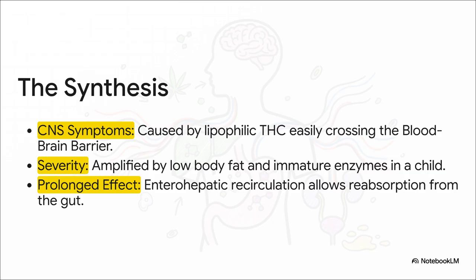Why were his symptoms so severe and long-lasting? It was that perfect storm of pediatric factors. His low body fat meant less buffering, and his immature enzymes just couldn't clear the drug quickly. And the kicker? Something called enterohepatic recirculation, where the detox metabolites get excreted into the gut but are then reabsorbed, essentially giving the toxin a second or even third lap around the body.